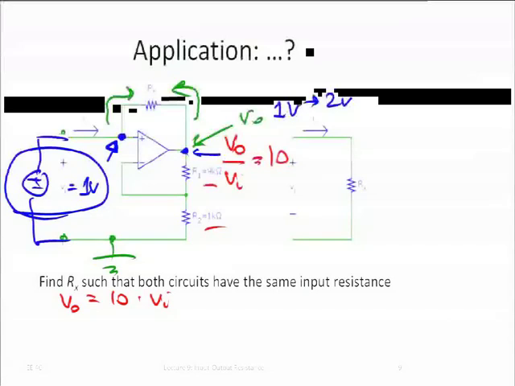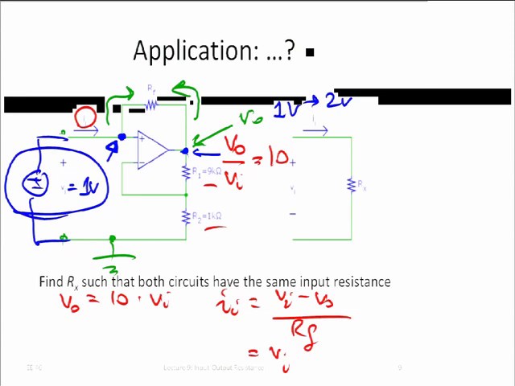Okay, so then what is the current II? Well, that's the current here. What is that current? Well, that is equal to Vi minus V out over Rf, right? And that is equal to Vi times 1 minus V out over Vi, over Rf. Well, that happens to be 10. So II over Vi is equal to minus 9 over Rf.